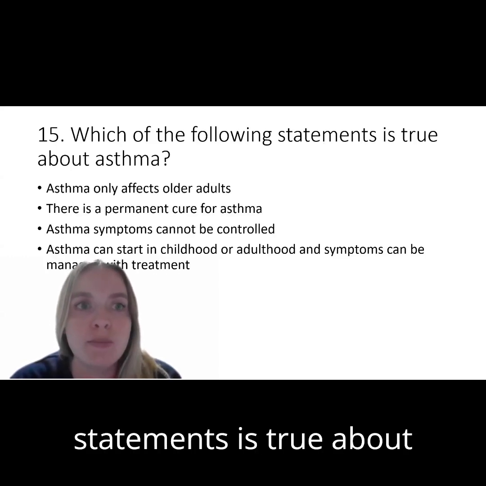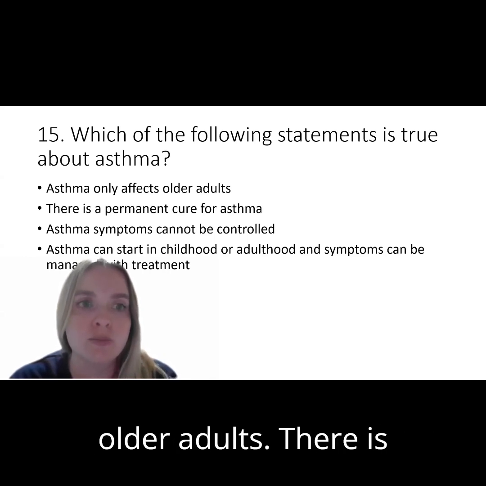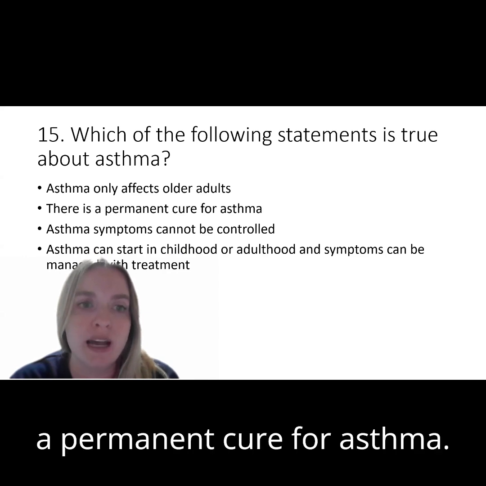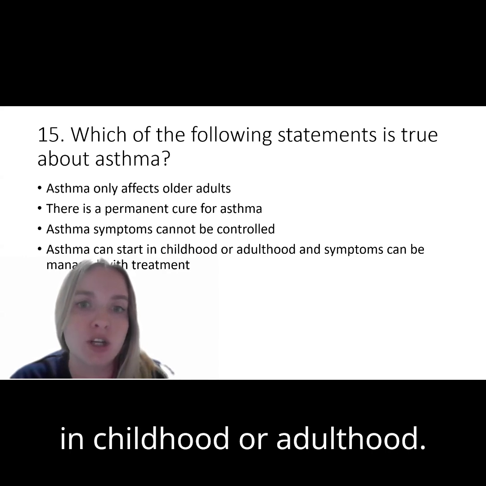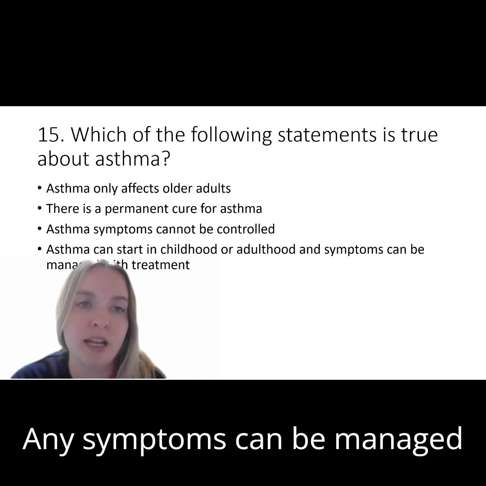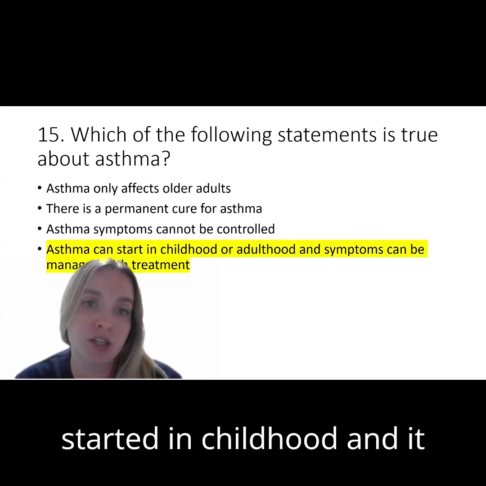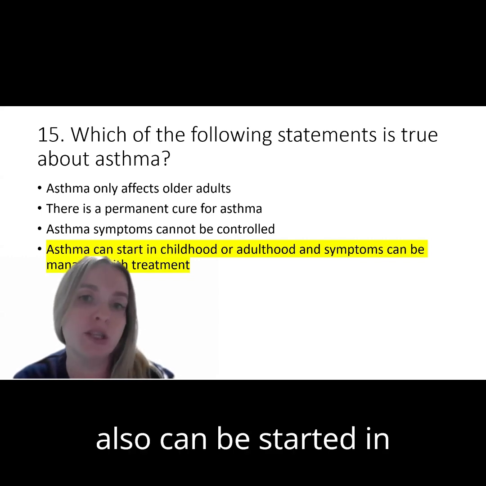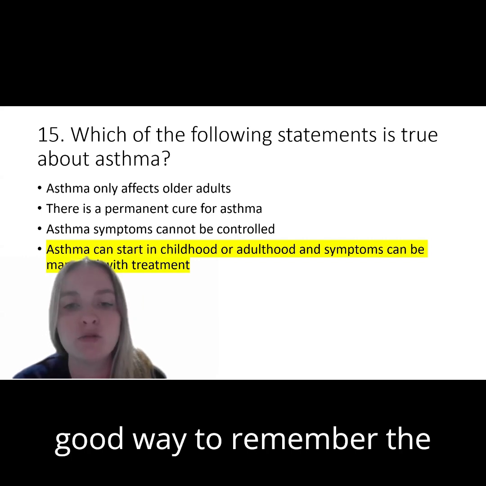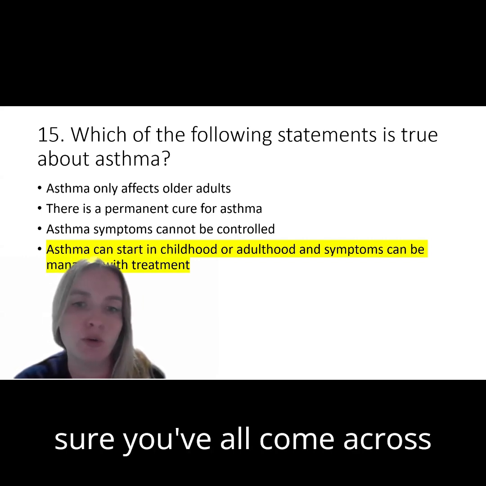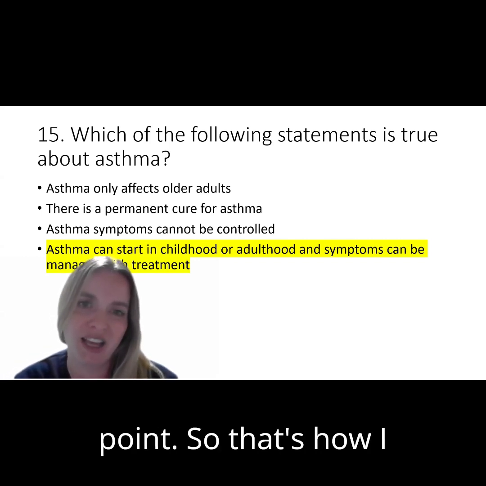Which of the following statements is true about asthma? Asthma only affects older adults. There is a permanent cure for asthma. Asthma symptoms cannot be controlled. Asthma can start in childhood or adulthood, and symptoms can be managed with treatment. So it is the last point. It can be started in childhood and it also can be started in adulthood, and symptoms can be managed with treatment. So a good way to remember the answer to this one is, I'm sure you've all come across that kid who's got the inhaler with them at some point. So that's how I remember it.